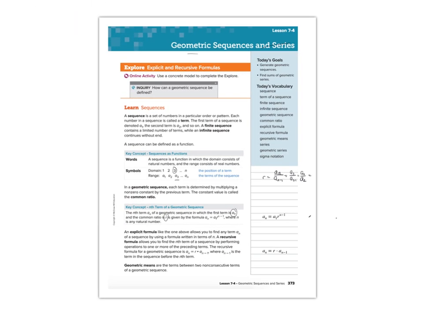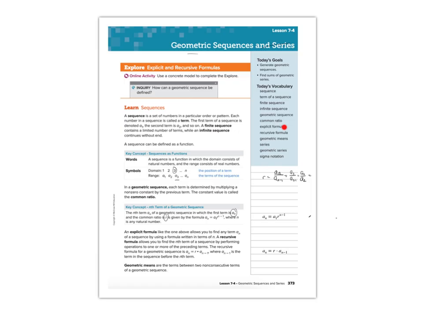Some of the things we talked about: sequences, the term of a sequence identified with your A sub number. Finite means we can count them. Infinite means we can't, it keeps going forever. Geometric sequence means we're multiplying by a ratio. How do we find that common ratio? We divide one term by the previous term.